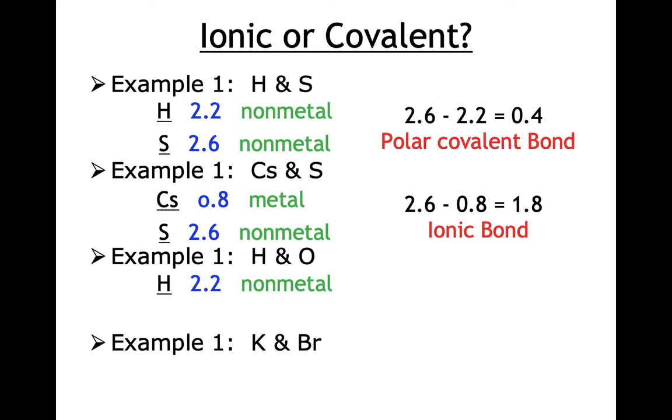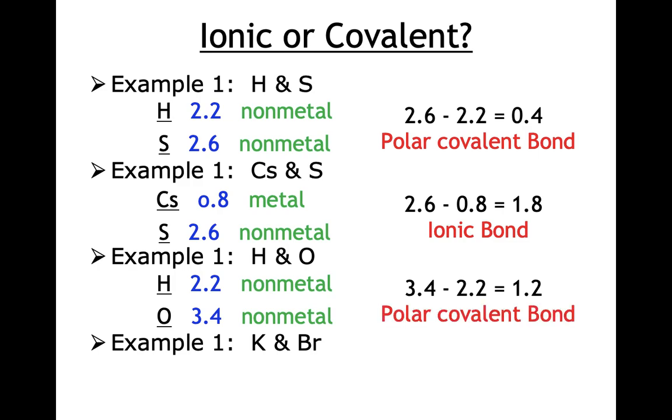Hydrogen is a nonmetal, 2.2. Oxygen is 3.4, also a nonmetal. So we're taking the hydrogen away from the oxygen, 3.4 minus 2.2. So oxygen minus hydrogen, 1.2 difference. And that puts us in a polar covalent bond. We are above that 0.3 but below the 1.7.